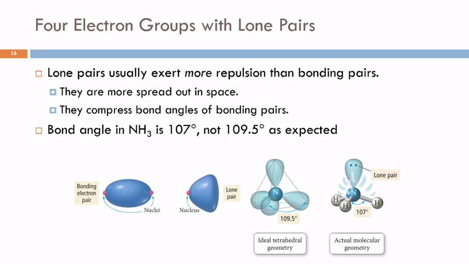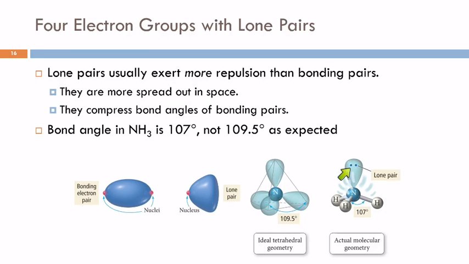They spread out more in space. Here we have an illustration of a bonding electron pair. So the space occupied by that bonding electron pair is confined between the 2 nuclei. But the lone pair can spread out more, and so it takes up more space. So you can think of it as taking up more space, or you can think of it as being more repulsive. So with 4 electron groups, the ideal geometry would have equal angles of 109.5, right?